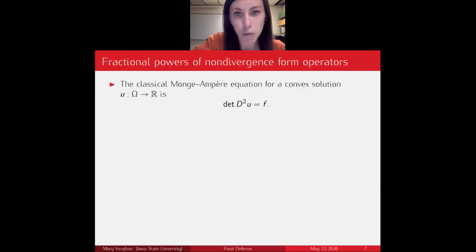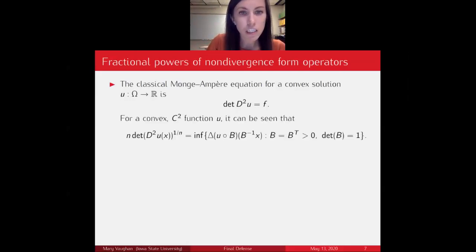The classical Monge-Ampere equation for a convex function u is the determinant of the Hessian of u equals f. If you recall, the Hessian of u is the matrix of second derivatives of u. So the Monge-Ampere equation is a fully nonlinear equation, because if you recall, the determinant is not a linear operator. So this is nonlinear.